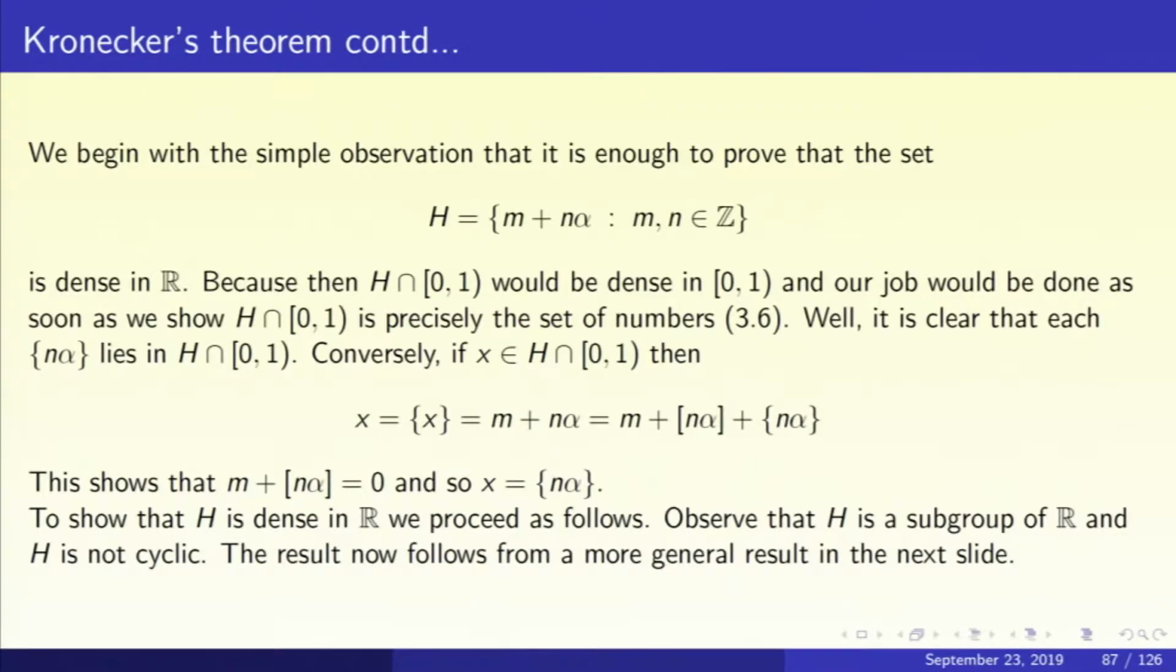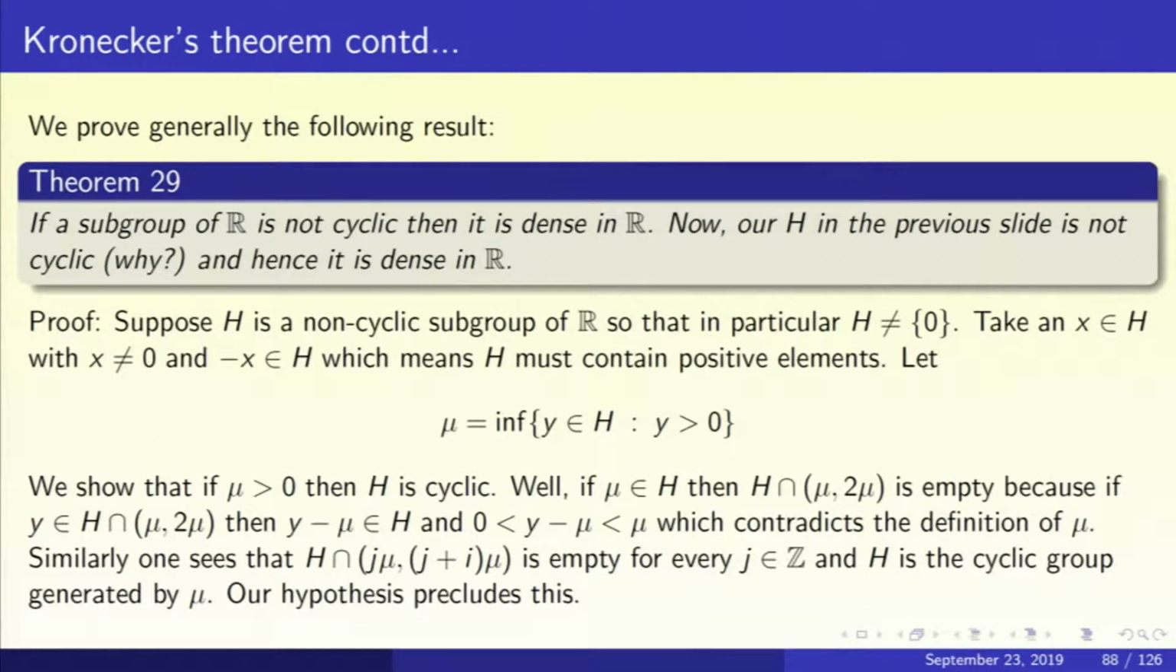Now that we have shown that our problem boils down to showing that H is dense in R, we proceed towards that goal. So we make a general observation. H is a subgroup of the real line, we have seen that. Now we shall show that H is not a cyclic group. It is very easy for you to show that H is not cyclic. I leave it as an exercise for you. Now the result will follow from a general result in the next slide. So suppose you got a subgroup of R which is not cyclic, then that subgroup must be dense in R. Since H is not cyclic, H must be dense in R and our job is done.